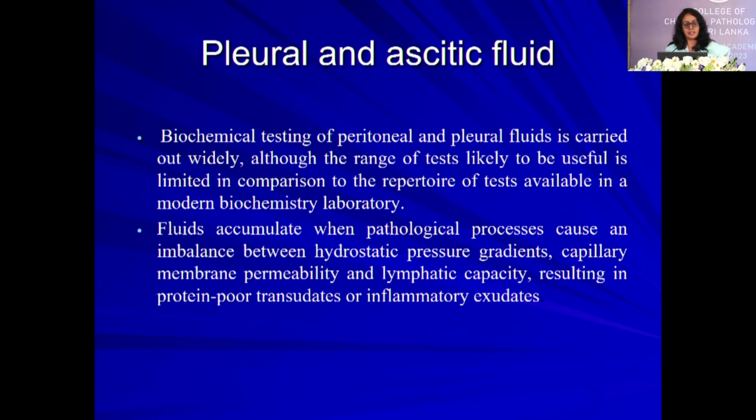In pleural and ascitic fluid, the biochemical testing of peritoneal and pleural fluids is carried out widely, although the range of tests likely to be useful is limited in comparison to the repertoire of the tests available in the modern biochemistry laboratory. Fluids accumulate when pathological processes cause an imbalance between the hydrostatic pressure gradients. So the capillary membrane permeability and the lymphatic capacity are altered, and it will result in a protein poor transudate or inflammatory exudate. These will be accumulated in the pleural or the ascitic cavity.